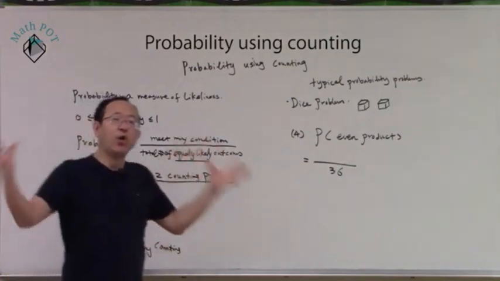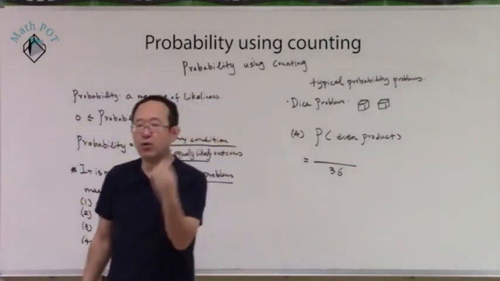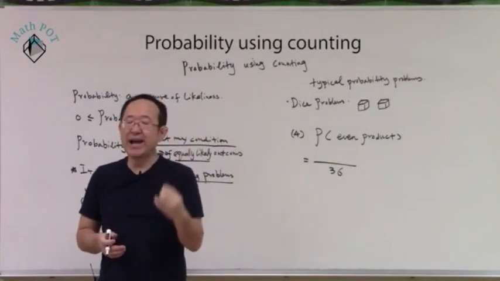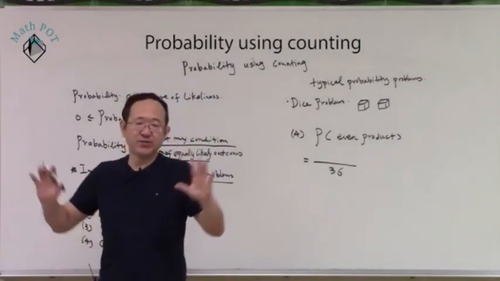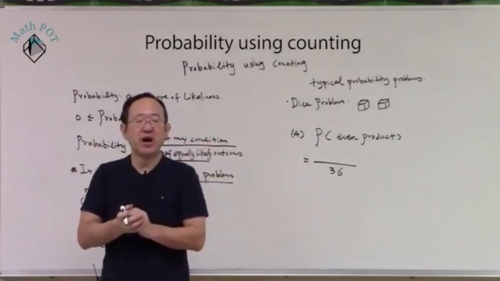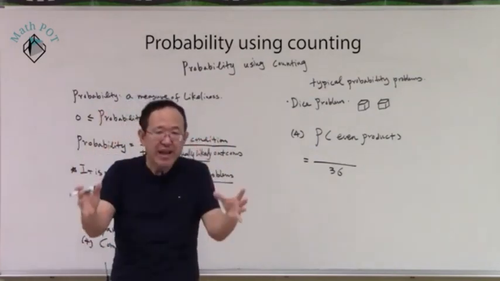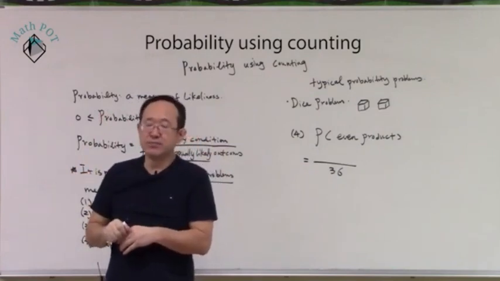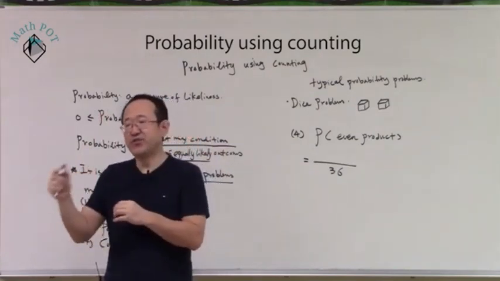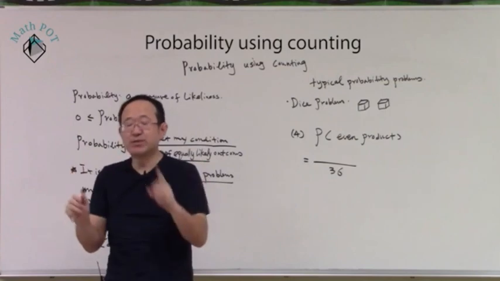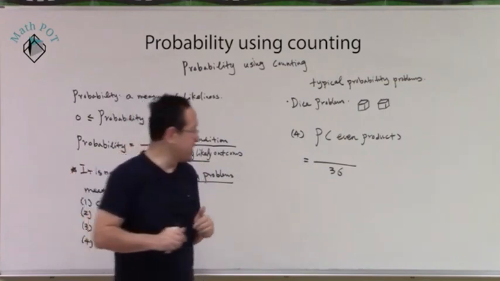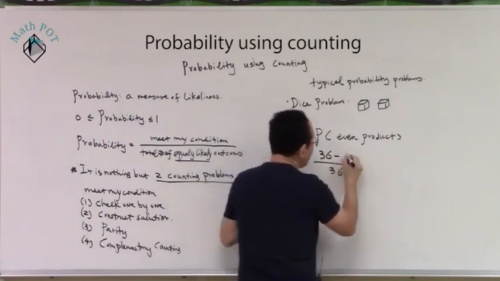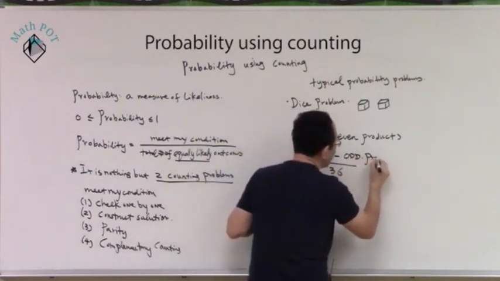If you can figure out the total and you realize there are only a few wrong answers, you definitely want to try to solve by complementary counting. We have four possible casework here. The good outcomes are three cases, which means we have only one bad case. It's much easier to figure out one than three. That's why I want to solve this one by complementary counting. Of course, the total is 36.